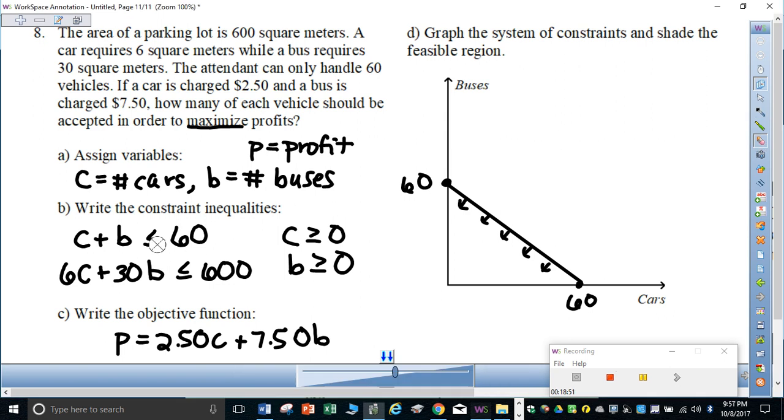All right, for our next line, let's find the B-intercept. Divide both sides by 30. And so 600 divided by 30, that's going to be 20. So the B-intercept is 20. And then if B is 0, so cover this up and divide both sides by 6, and we get the C-intercept is 100.